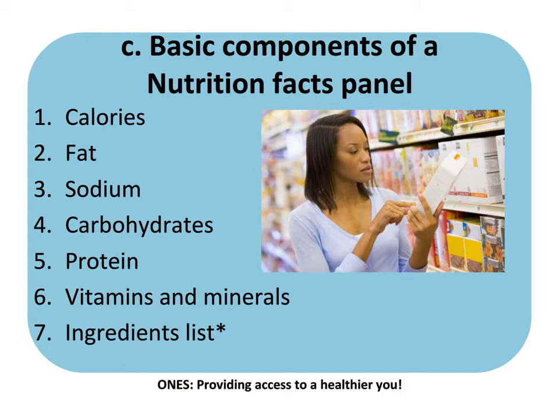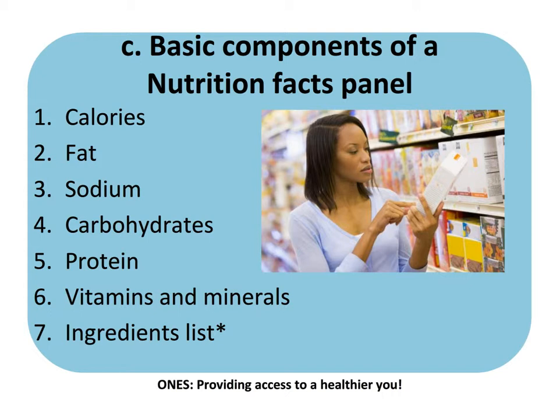Information about fat, which includes total fat, saturated fat, trans fat, and cholesterol. Then we have information about sodium. Then information about carbohydrates, which includes total carbohydrates, dietary fiber, and sugars. Then we have information about protein. And then we have information about vitamins and minerals like vitamin A, vitamin C, calcium, and iron.